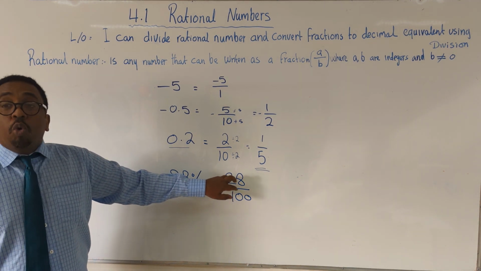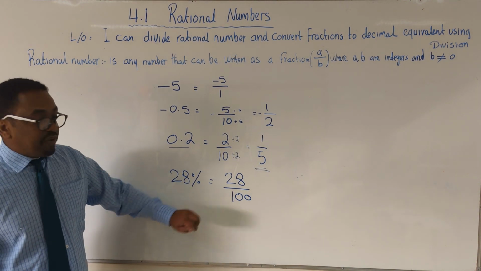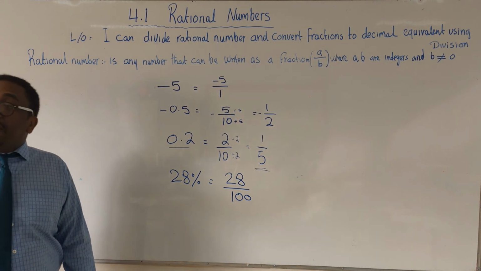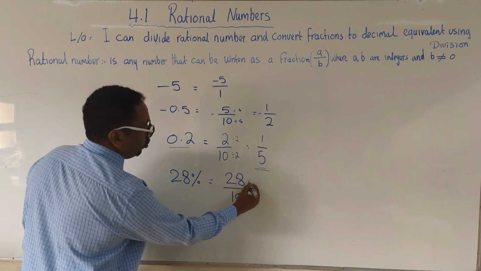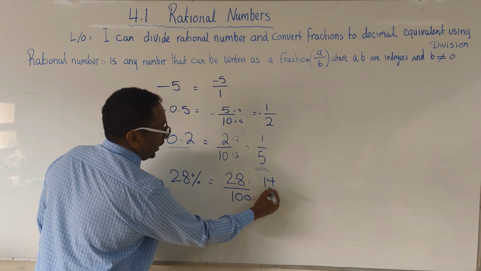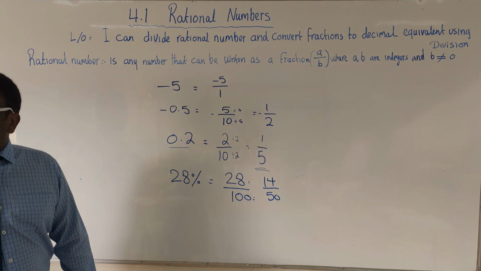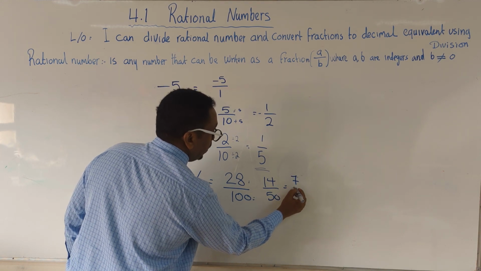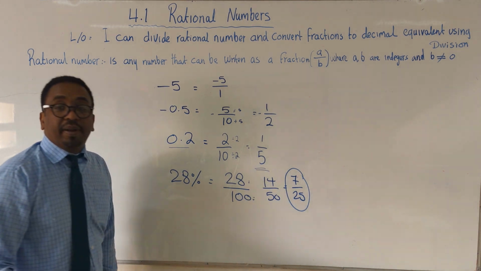As a fraction, if we want, we can simplify. How do we simplify this? We can divide by 2, then by 2, and so on, until we can no longer simplify. So if I divide here by 2, and I divide here by 2, this will give me what? 14 over 50. Can I simplify more? Yes. Divide by 2 again. So this will give me 7 over what? 7 over 25. So this is my simple fraction.